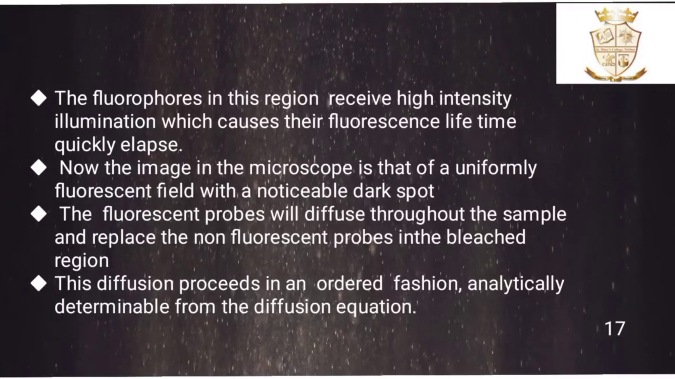Then the fluorophores in this region receive high intensity illumination, which causes their fluorescence lifetime to quickly elapse. Now the image in the microscope is that of a uniformly fluorescent field with a noticeable dark spot. The fluorescent probe will diffuse throughout the sample and replace the non-fluorescent probes in the bleached region. The diffusion proceeds in an ordered fashion analytically determinable from the diffusion equation.